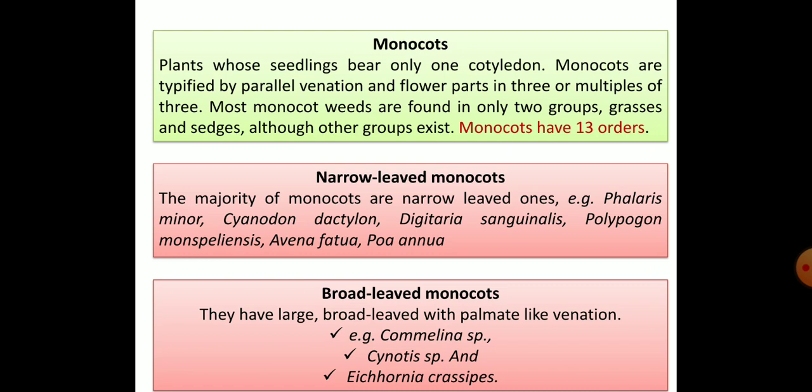So as we are very much aware and you all are very familiar with the word monocot, that is single cotyledon. So the plants whose seedlings bear only one cotyledon are referred to as monocots. Monocots basically have parallel venation and flower parts in 3 or multiples of 3. Always remember. And most monocot weeds are found in only 2 groups, grasses and sedges, although other groups exist. So monocots have 13 orders.